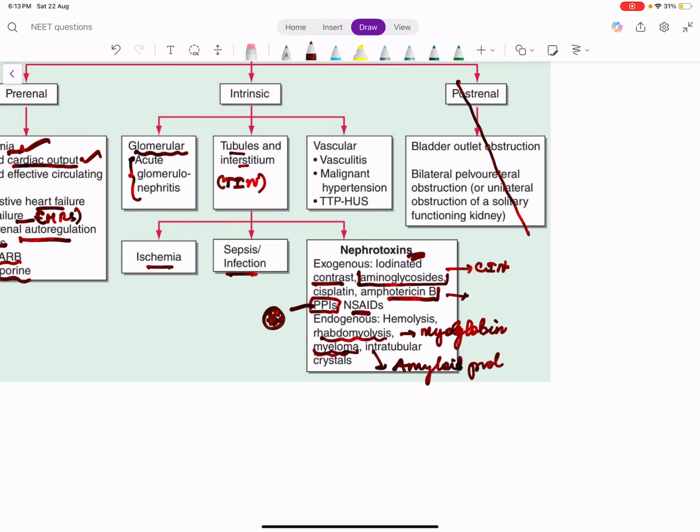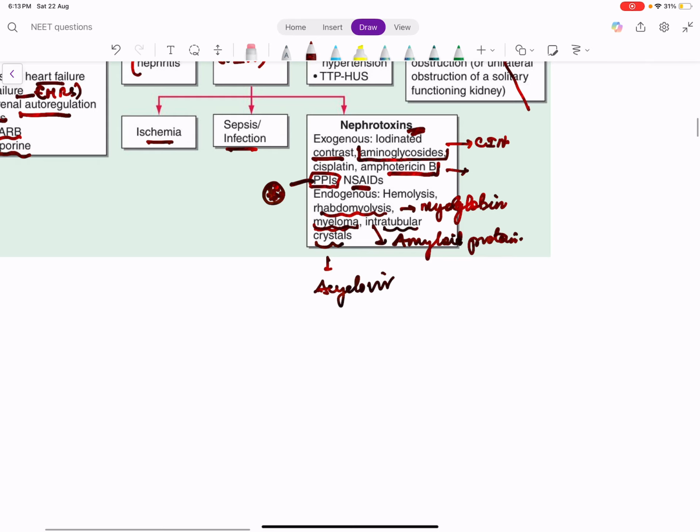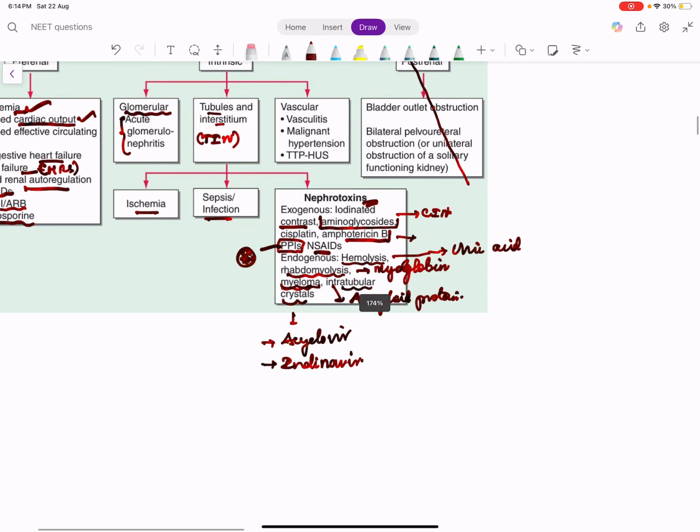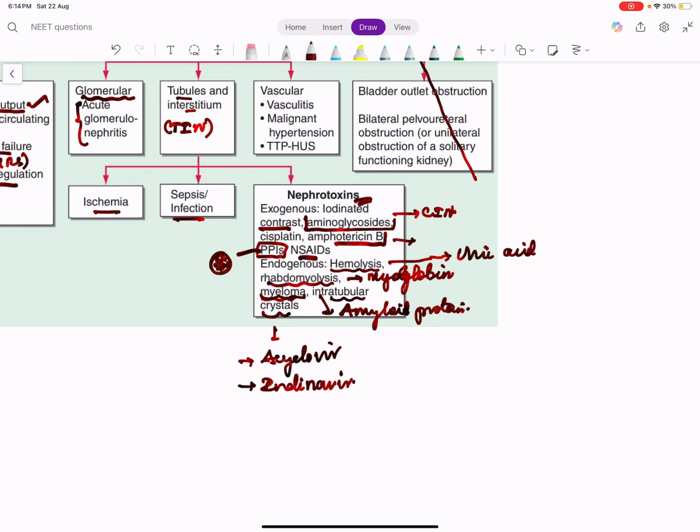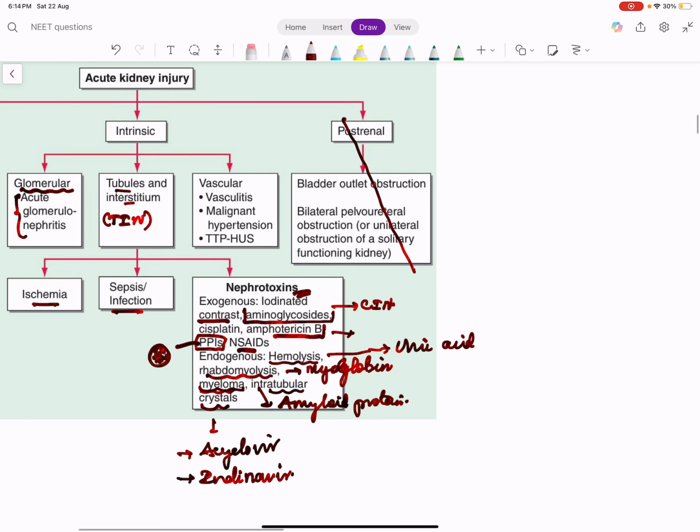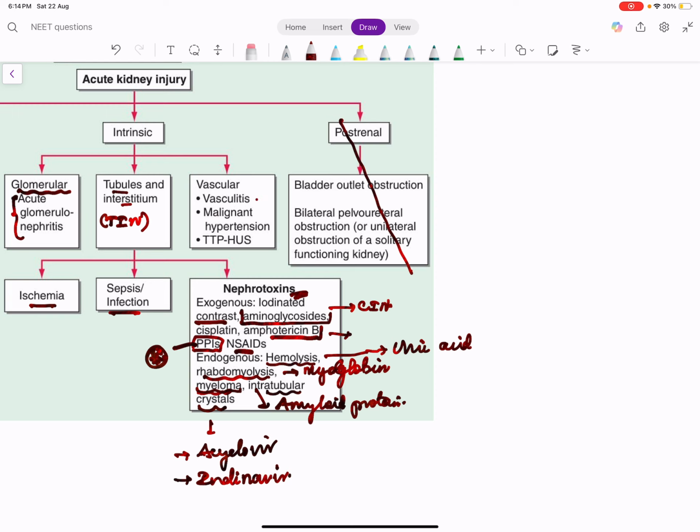Then some drugs cause crystals, for example, acyclovir, an antiviral, and indinavir, an antiretroviral drug. These drugs can crystallize in the tubules and cause problems. And hemolysis: when there is hemolysis, more uric acid is produced, and that large rise in uric acid deposits in the kidney. So these are some causes of tubular diseases: rhabdomyolysis, hemolysis, myeloma, some drugs, sepsis and ischemia. Then I told you about vascular diseases: vasculitis, malignant hypertension, and TTP-HUS.